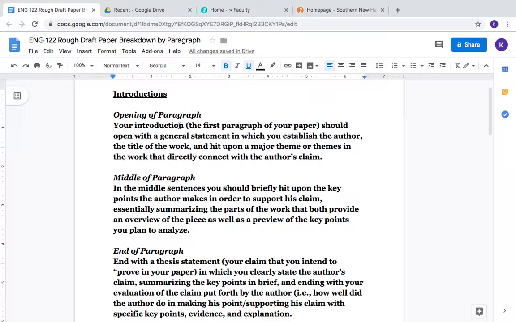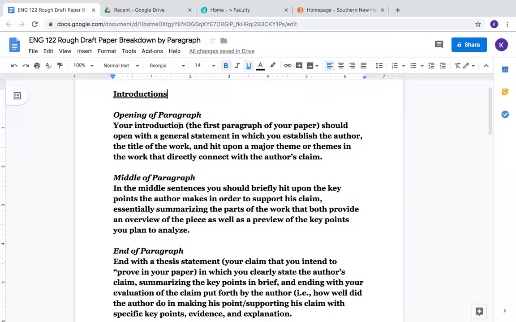So your introduction should open with a general statement in which you establish the author, the title of the work, and the title of these works should be in quotation marks because they're articles, which are shorter works. Longer works would be italicized, like a novel. And you also want to hit upon the major theme or themes in the work that directly connect to the author's claim. So that's how you open your paragraph.